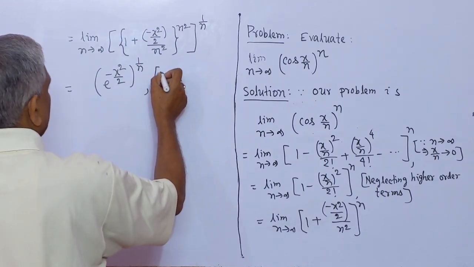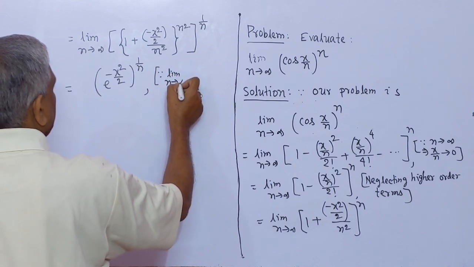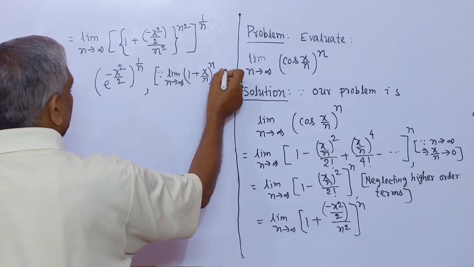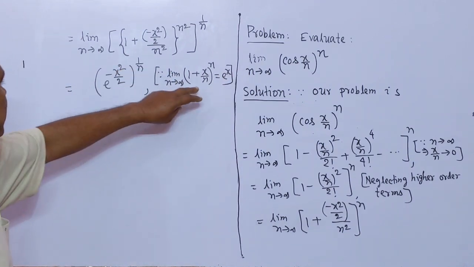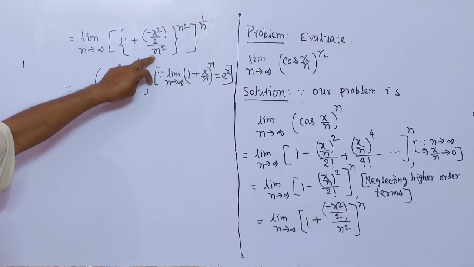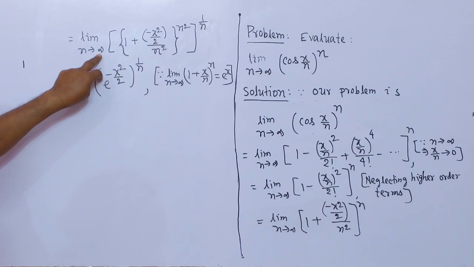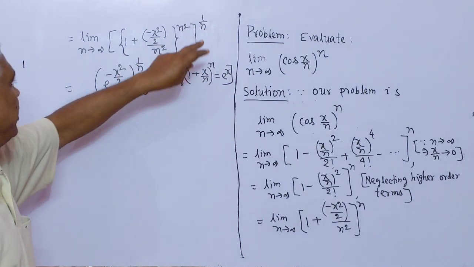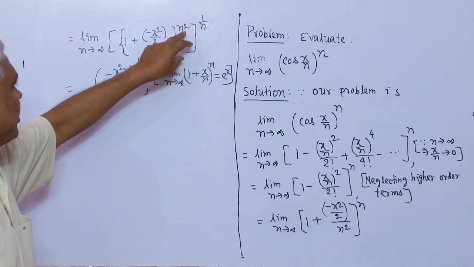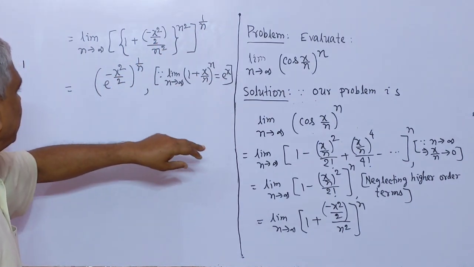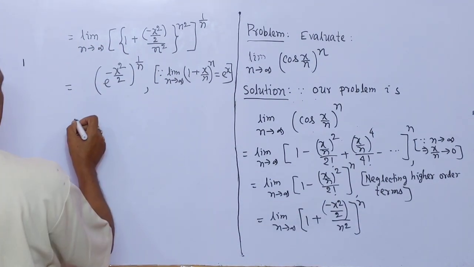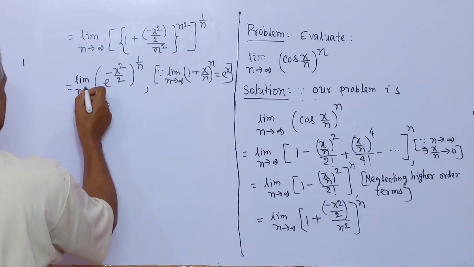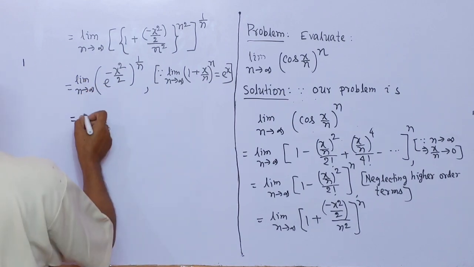Since we know that limit n tends to infinity, (1 plus x by n) to the power n equal to e to the power x. Here in place of n we have n square, and n square tends to infinity. N tends to infinity means n square tends to infinity. We have given here to the power 1 by n to adjust the power n. N square multiply 1 by n is n. Here we have n, so here we write limit n tends to infinity.